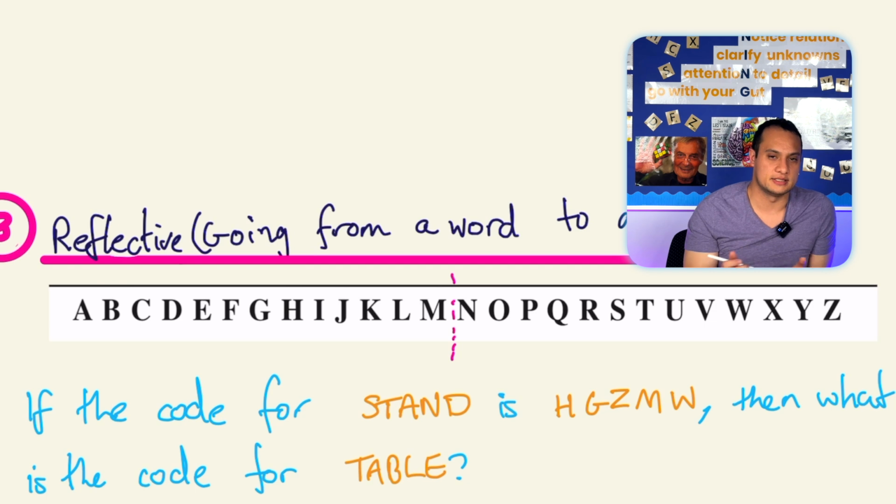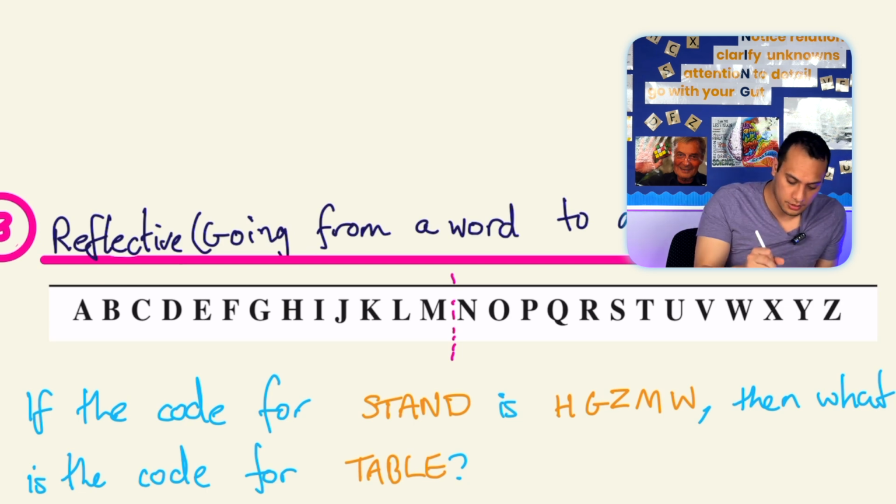They're actually quite easy to do, but then you've got to be able to spot them. So as long as you can spot them, they're not that difficult. And in fact, I find them a bit easier than shifting. So let's have a look at this example here. S to H.